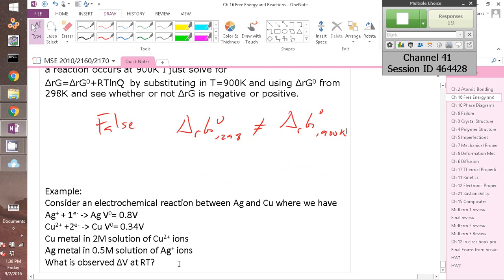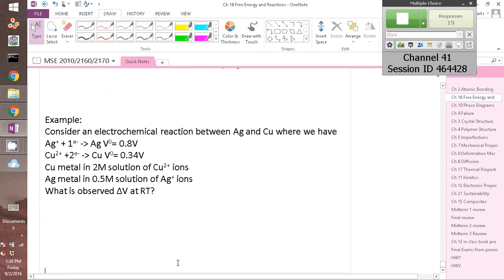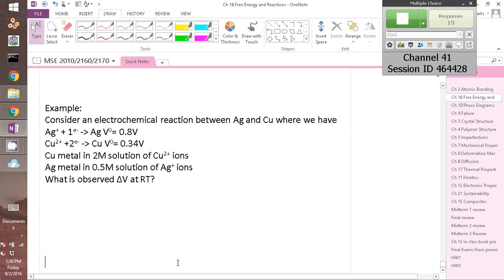Let's consider this reaction, an electrochemical reaction between silver and copper. Josh: Is 298 going to be the room temperature value? Yeah, in this class, 298 will be our standard value. If you use 300, it's fine. You'll get basically the same thing. 298 is the room temperature value, okay?